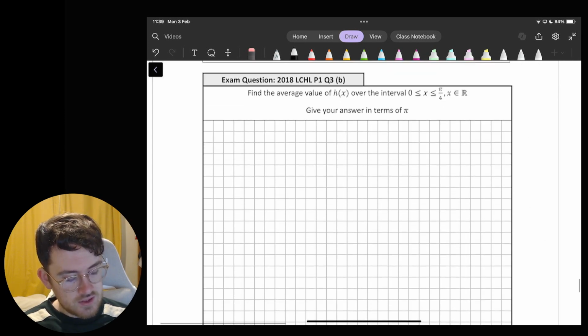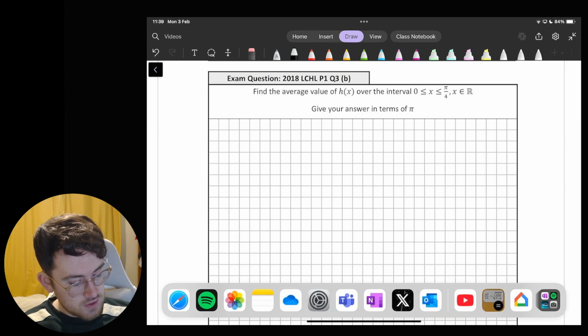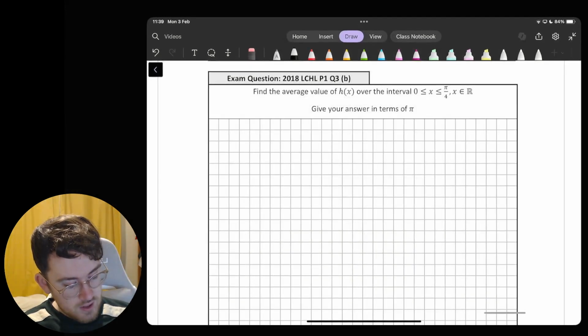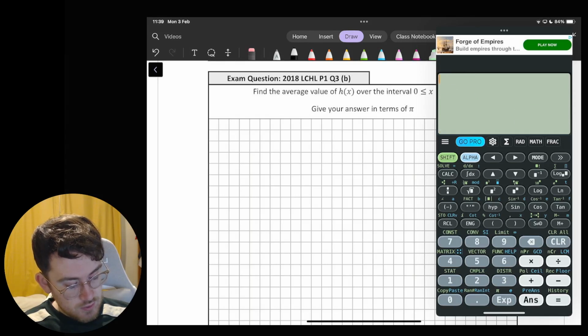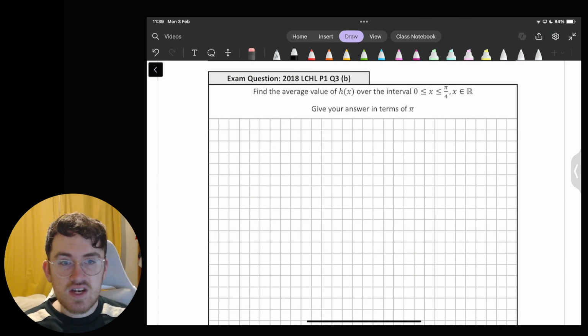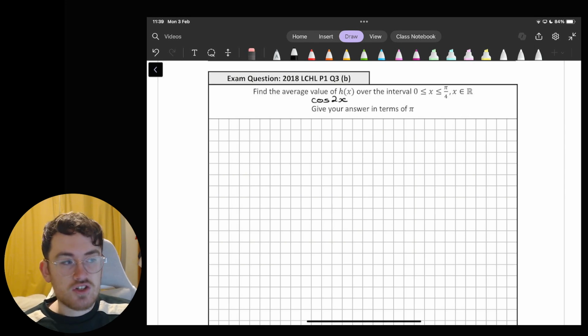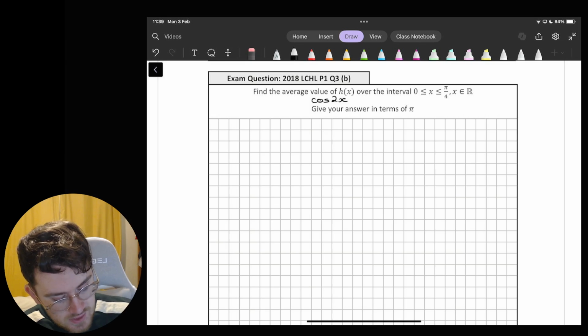Okay, second question: find the average value of h of x over the interval 0 to pi over 4. What we would need to be careful about with this one is making sure that we keep our calculator in radians mode. My calculator here is slightly different to your own, but just make sure it's in radians mode when you're doing the calculation. I can see immediately that I don't have the actual function written in here for myself, which is not very helpful. So the function is cos 2x. So let's do this integral.